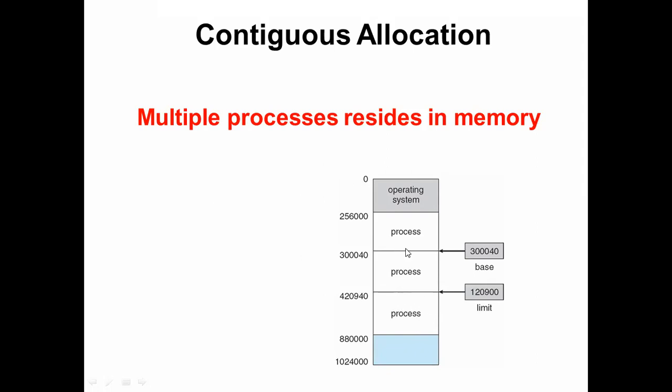Contiguous means process one, process two, process three. That is, after this space, another process is going to be allocated a new area, and this is again a new area allocated to this process. Now we can say there are some memory spaces left. Then we can say that this is called the contiguous memory allocation.